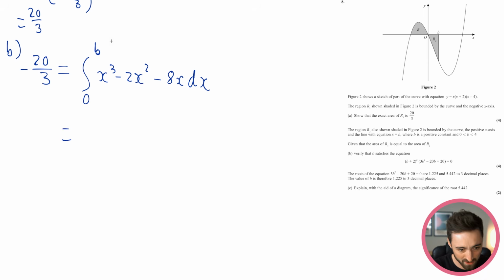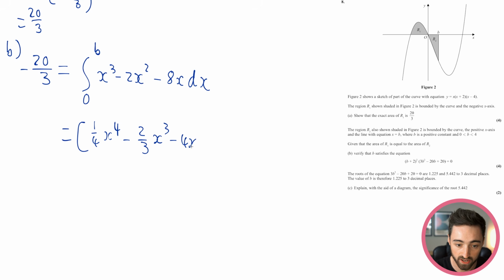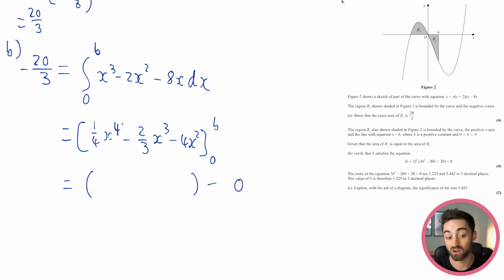So, I've already integrated this, actually. But I'll just do it again for you. What was it? It was a quarter x to the 4 minus 2/3 x cubed minus 4x squared, and that's between b and 0. Okay, so this is cool, because the 0 now, I'm going to get some b bracket, and then minus a 0, because again, sub x equals 0 into here, it all goes to nothing.